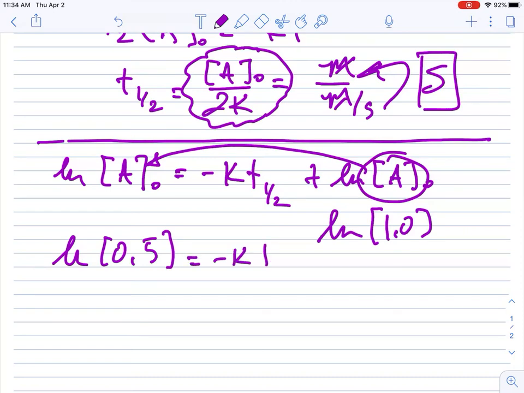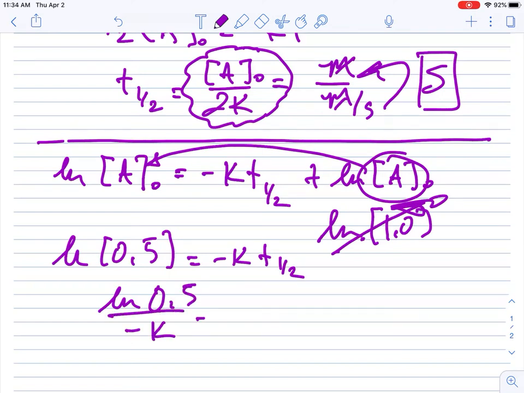And then I've got negative kT times 1/2. So this whole thing here goes away. So what I'm left with then to solve for this, I have the natural log of 0.5 divided by a negative k is going to equal my half-life. Okay, all right. Now, this is where the magic happens.